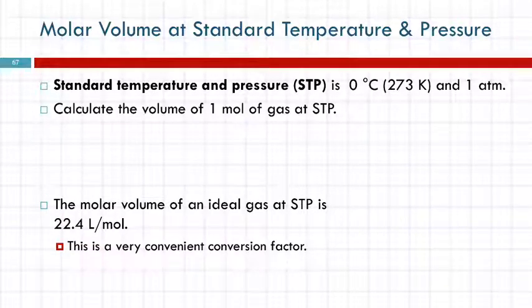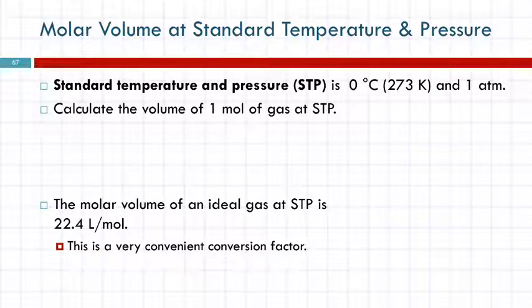We have a set of conditions called standard temperature and pressure, abbreviated STP. Standard temperature is 0 degrees Celsius, or 273 Kelvin, technically 273.15 Kelvin, and 1 atmosphere. And these numbers would be exact, the 0 degrees Celsius and the 1 atmosphere.